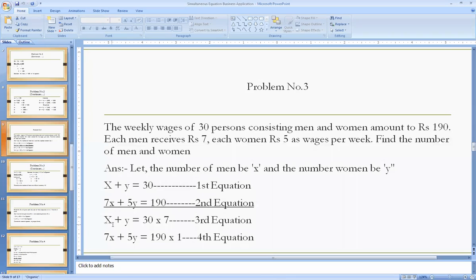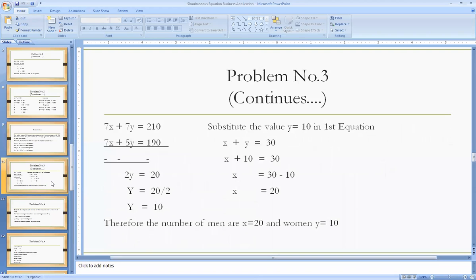7 into x is 7x, plus into plus is plus, 7 into y is 7y, equals 7 threes are 21, that is 210. This will be the equation after multiplication. Similarly, if we multiply the entire equation by 1, 7x plus 5y equals 190 remains as it is. So the third equation after multiplication is 7x plus 7y equals 210, and the fourth is 7x plus 5y equals 190.